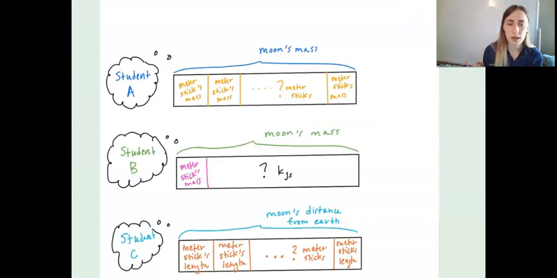Here are 3 different ways that students represented some quantities from this problem. So take a moment to look at all of the representations.